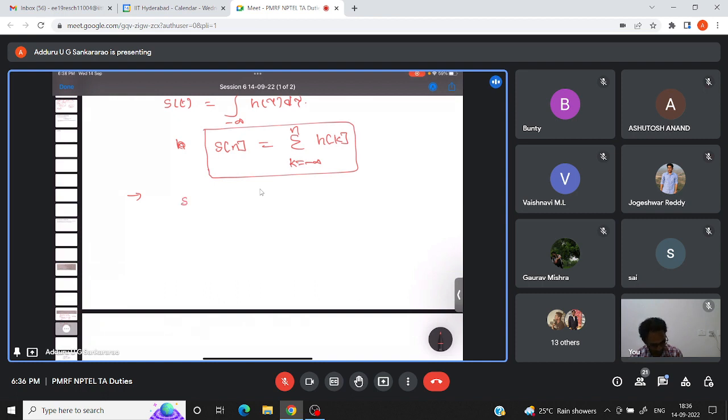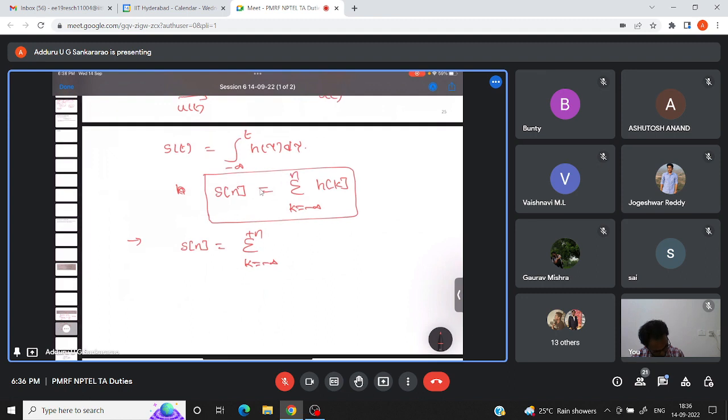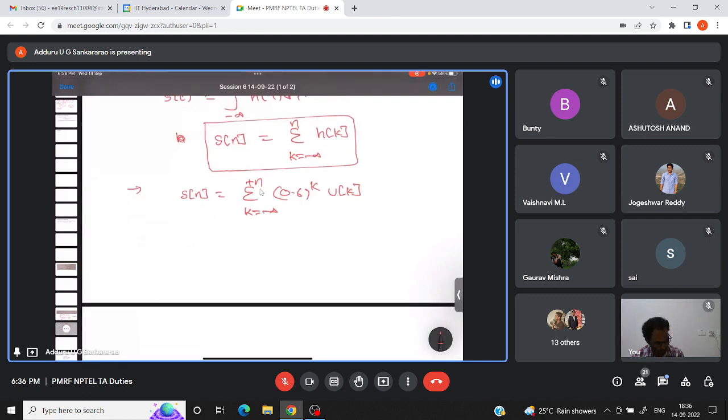So S of n is the sum over k equal to minus infinity to n of 0.6 power k u of k. Now we know u of k is non-zero only for k greater than or equal to 0, that's why only from 0 to n we can have it. U of k is 1 there, otherwise it is 0. So this is a GP, a GP of n terms.